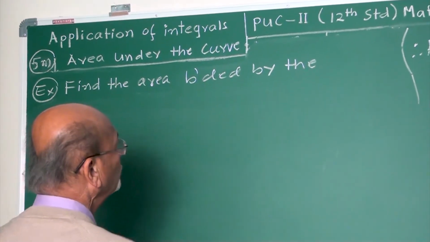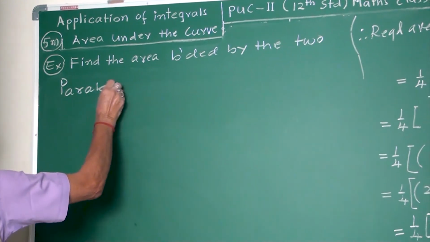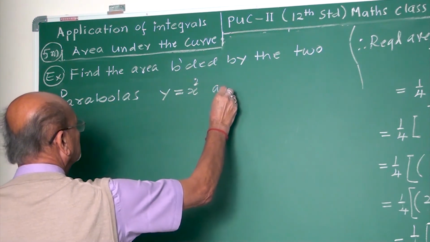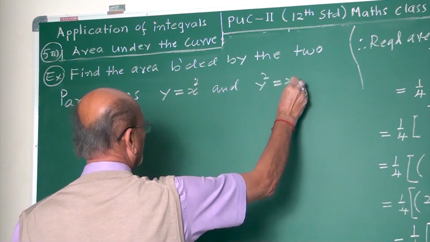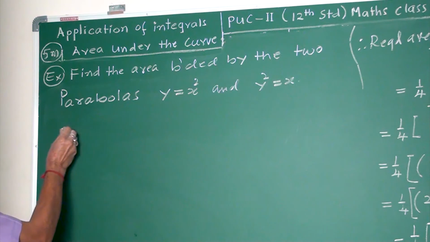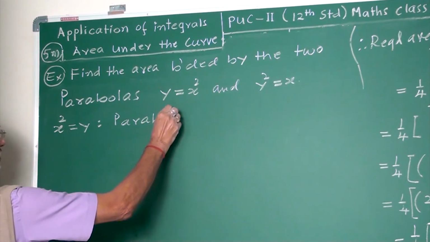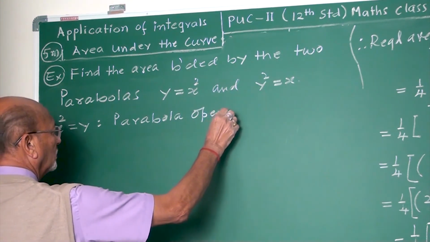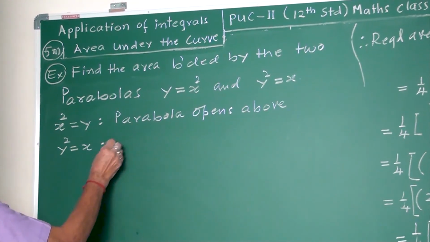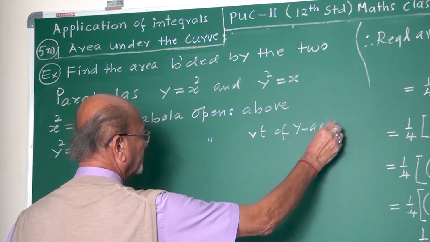Yes, bounded by two parabolas. Two parabolas: y equal to x square and y square equal to x. Tell me, friends, y equal to x square is what? x square equal to y. The parabola opens above, above the x-axis. Then y square equal to x is the parabola that opens right of the y-axis.